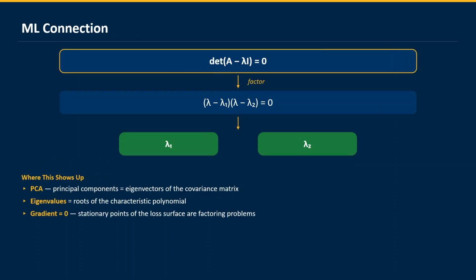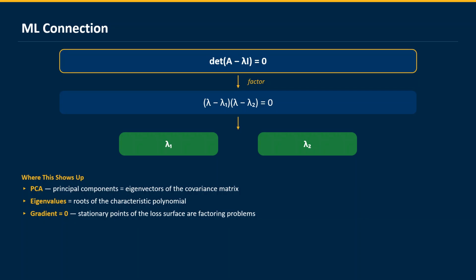Where does factoring show up in machine learning? Anywhere you need eigenvalues. The eigenvalues of a matrix are exactly the roots of its characteristic polynomial, which means finding eigenvalues is factoring. Principal component analysis picks the directions of maximum variance in your data, and those directions are determined by the eigenvalues and eigenvectors of the covariance matrix.